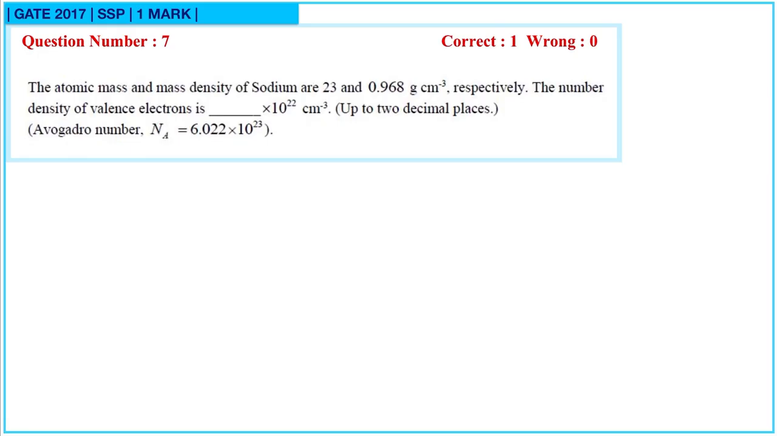Question number 7. The atomic mass and mass density of sodium are 23 and 0.968 gram per centimeter cube respectively. The number density of valence electron is up to 2 decimal places.